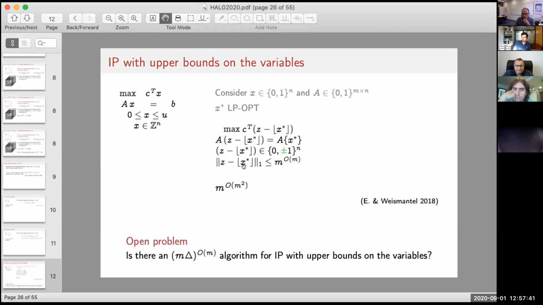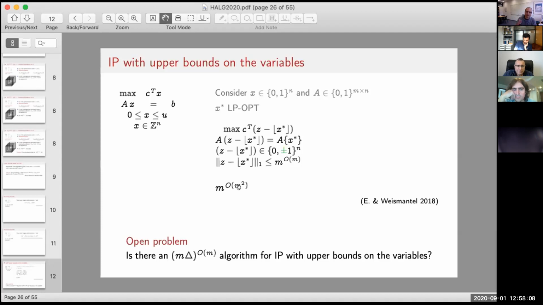And I know that the one norm is bounded by M to the O of M, okay? And then you can easily see that if you now do again the Papadimitriou style dynamic program, where we go from layer to layer, we have at most M to the O of M square stages, okay? But this is far away from the upper bound that I've mentioned before by Knoop et al.